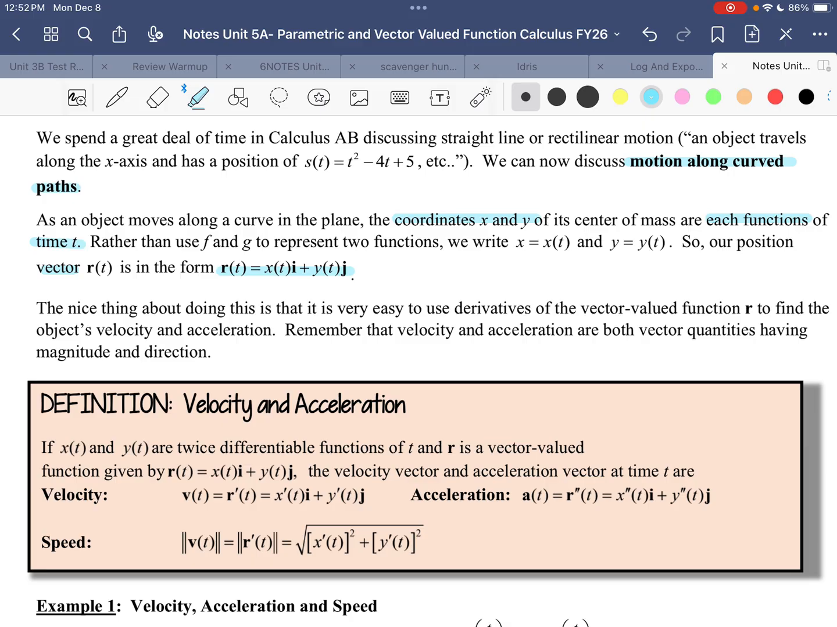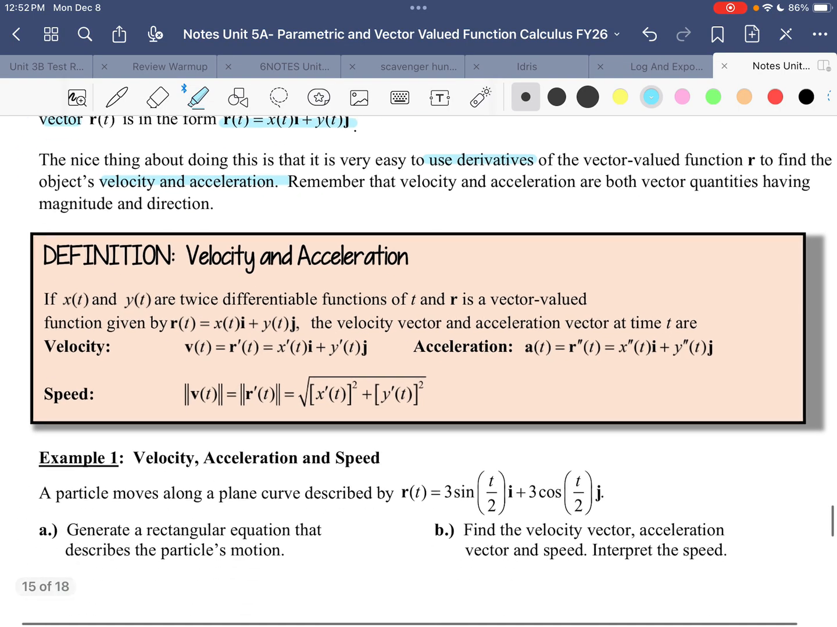The nice thing about doing this is it's easier to use derivatives for vector valued functions, and that helps us find the velocity and acceleration. You're going to see questions about particle motion on the AP exam that are going to be vector valued functions in BC.